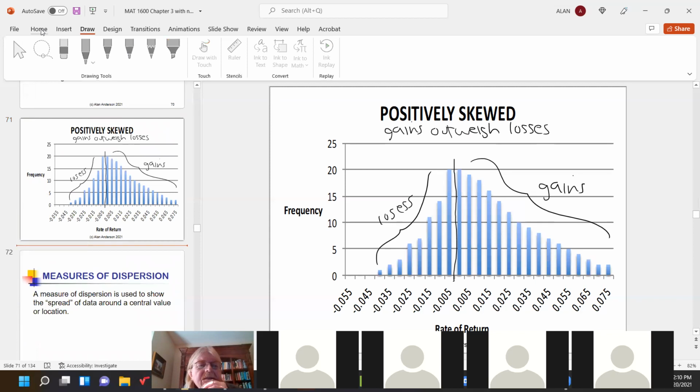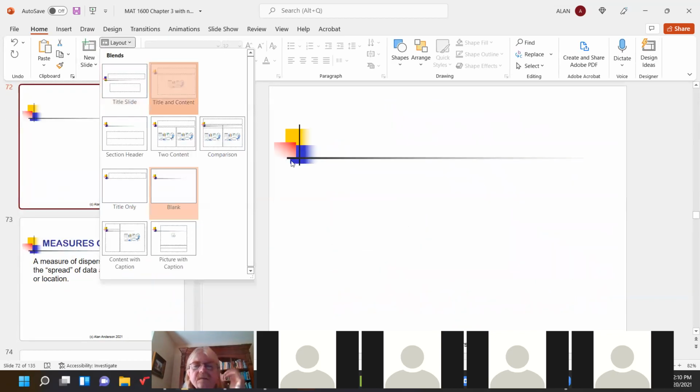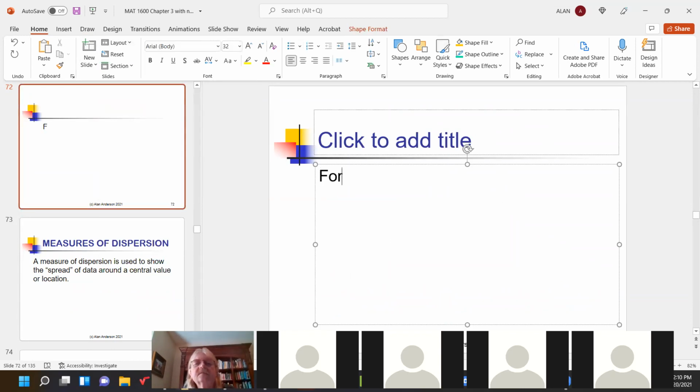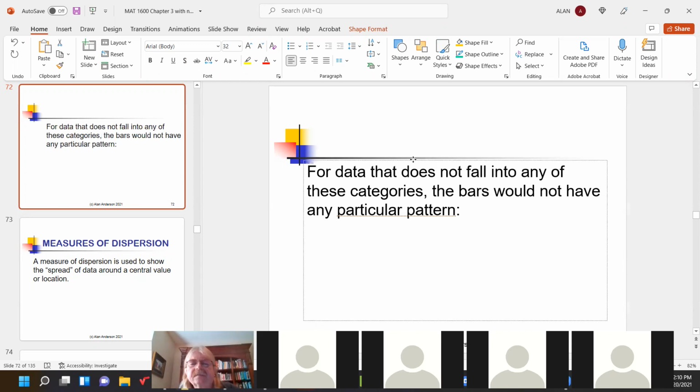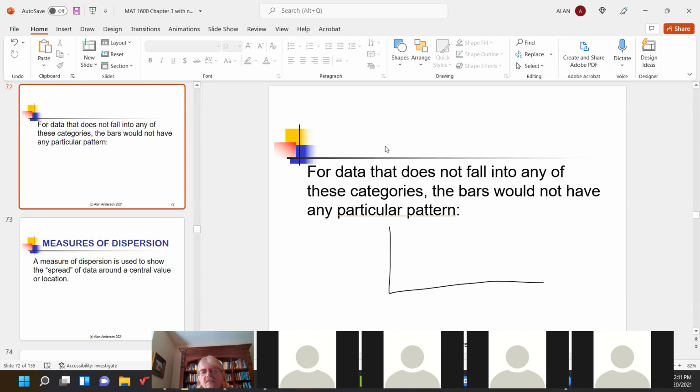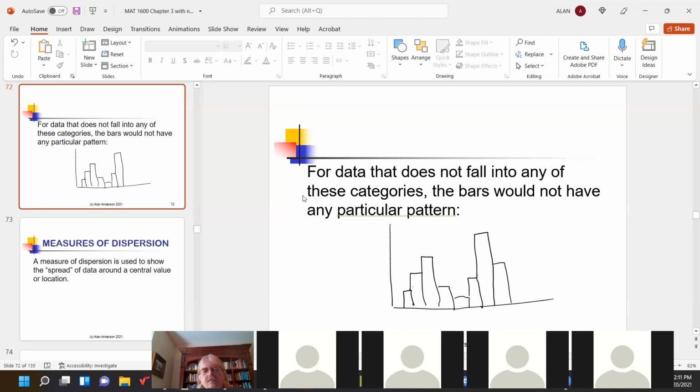And by the way, for data that does not fall into any of these categories, the bars would not have any particular pattern. So let me just show you what I mean. What if we had something like this? As you can see, it doesn't look like any of our other three cases. It's just a bunch of bars, so it does not fall into any of these categories. And you get this too. All right.